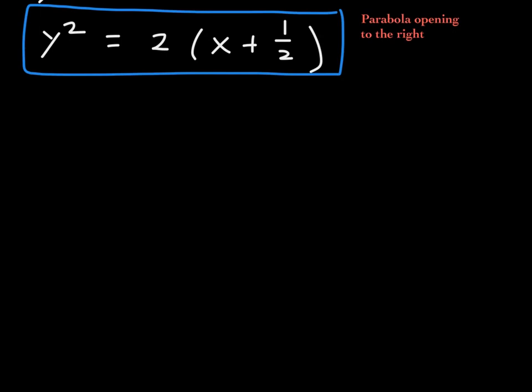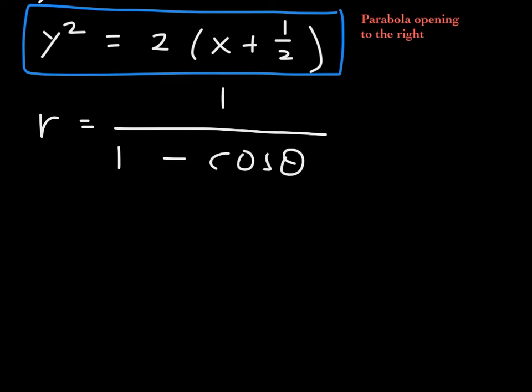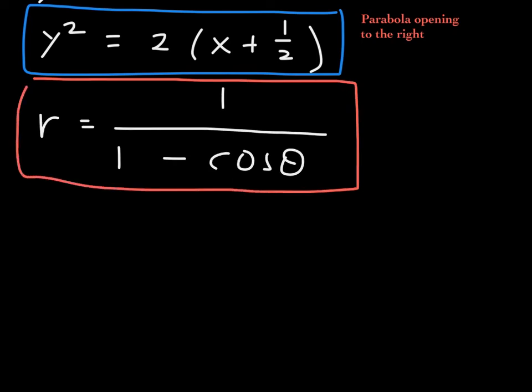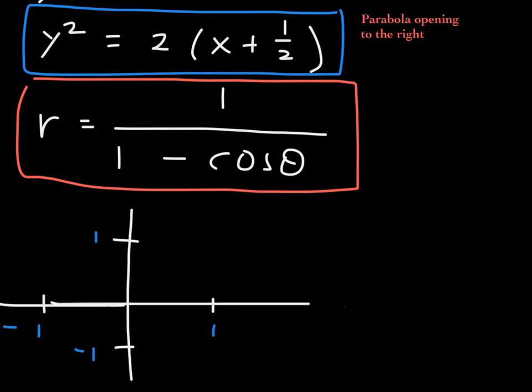Let me remind you of where we started. So we started with r is equal to 1 over 1 minus cosine theta. So we have the rectangular equation on top, and we have the polar equation down below. What we want to do is graph this parabola. Because you and I put the rectangular equation in standard form, we know that the vertex of our parabola is going to be negative 1/2, comma 0. Okay, I scaled out my axes. I think this will be good.